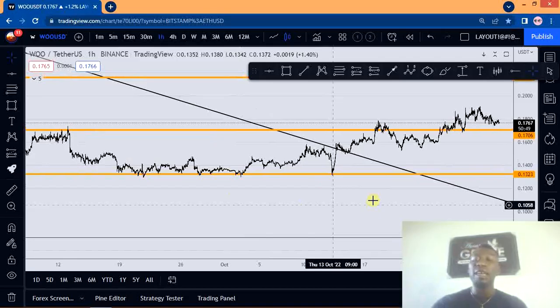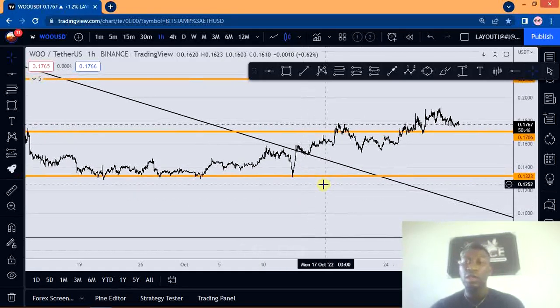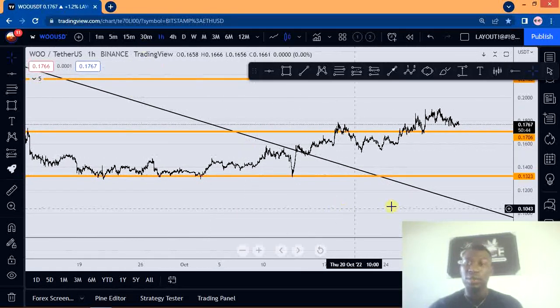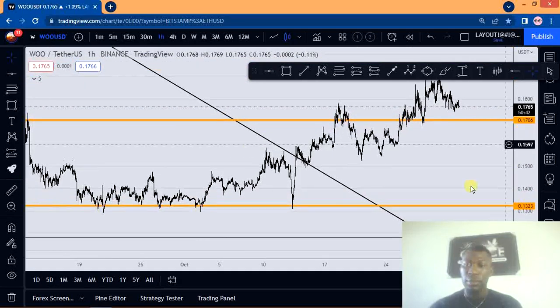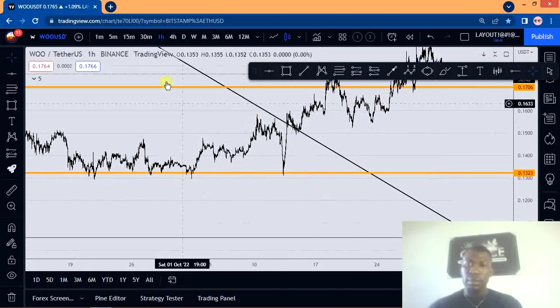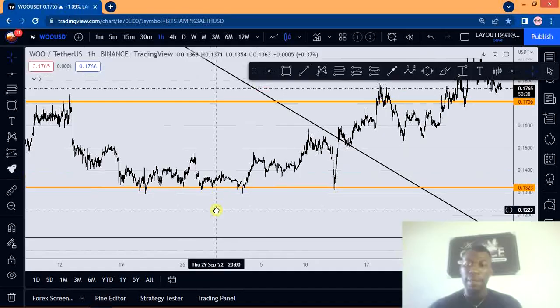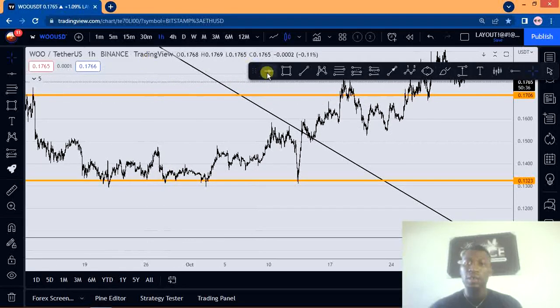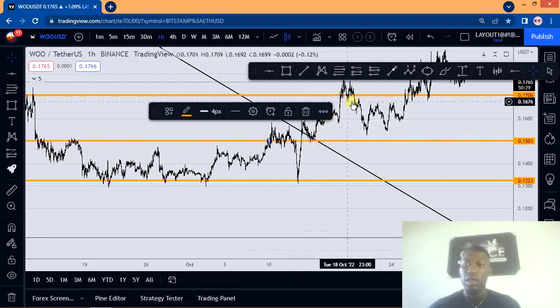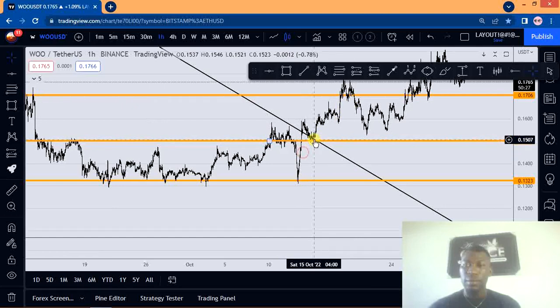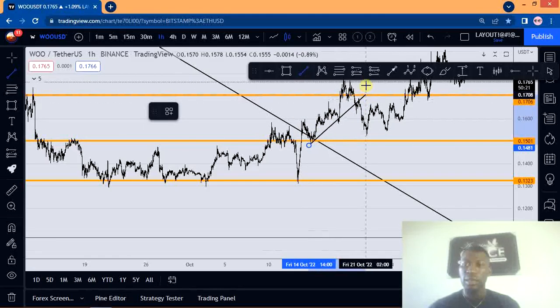So now we'll come over here. Now we're trying to draw our support line. So this is on the 1 hour chart. Okay, we'll come over here. We draw our trend line. If you want to trade with trend line, you just come here and draw your trend line from here to this place.